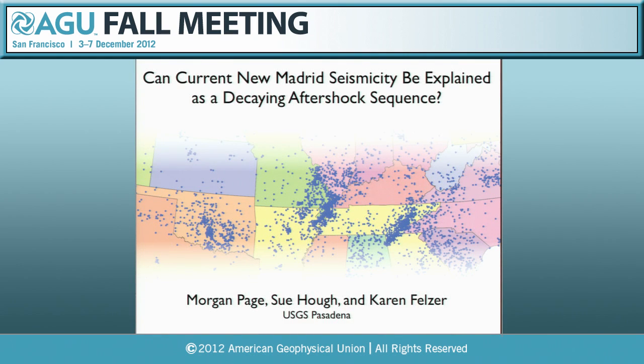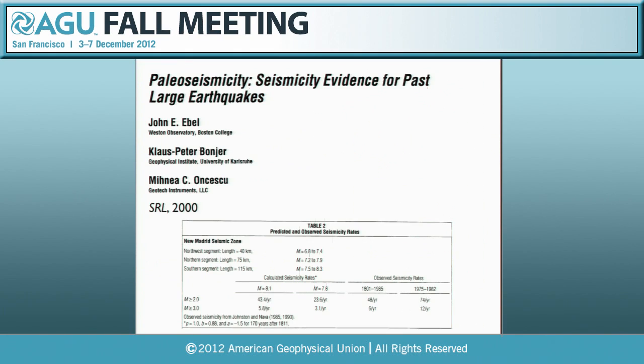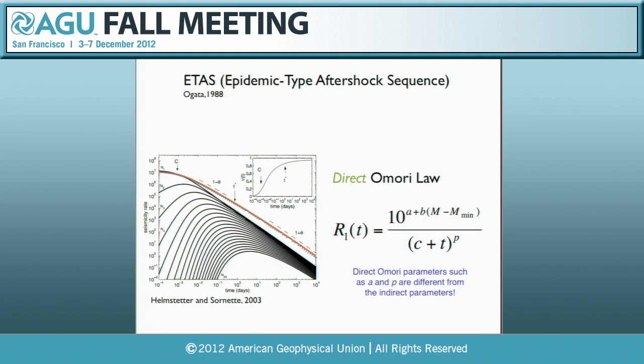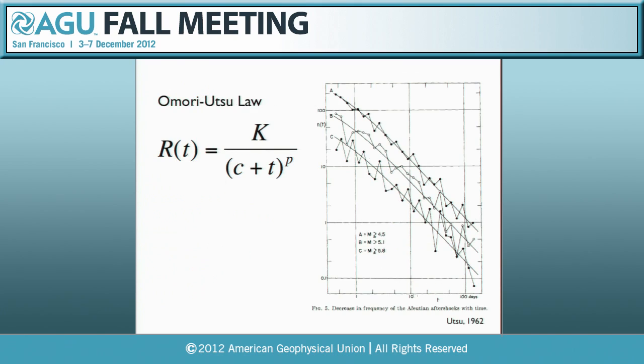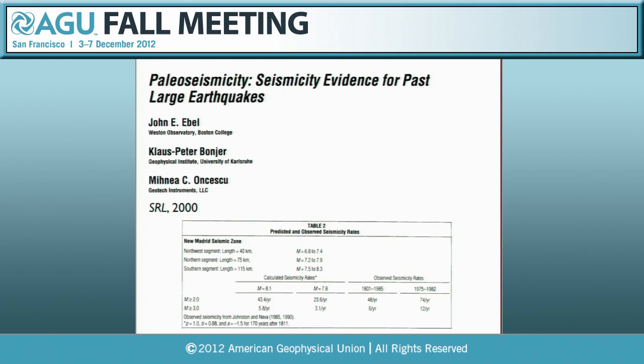Can current New Madrid seismicity be explained as the decaying aftershock sequence? Okay, so the short answer is I don't believe so. This hypothesis has been around for a while. It was first laid out rigorously by Abel et al. 2000, and they have this nice paper, they call it paleoseismicity.